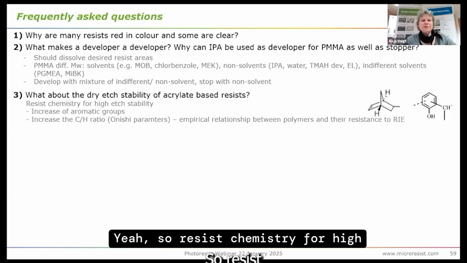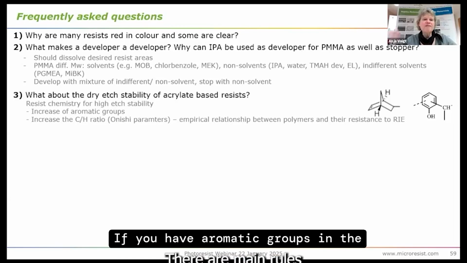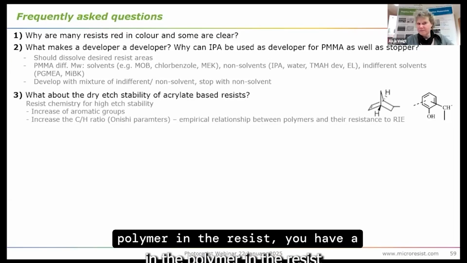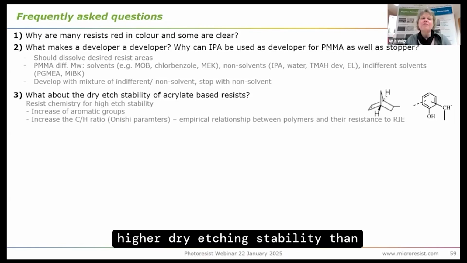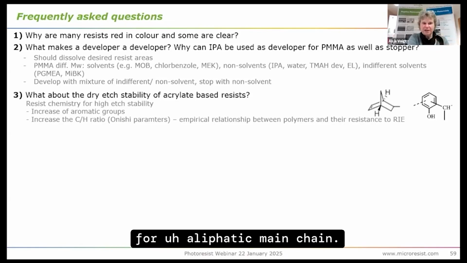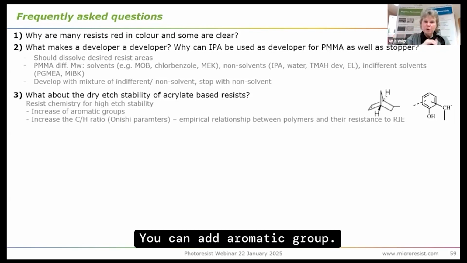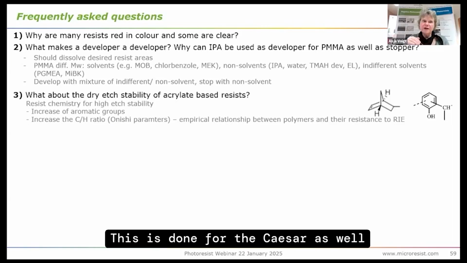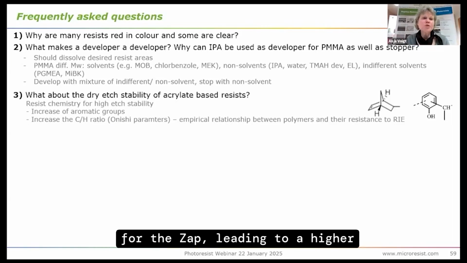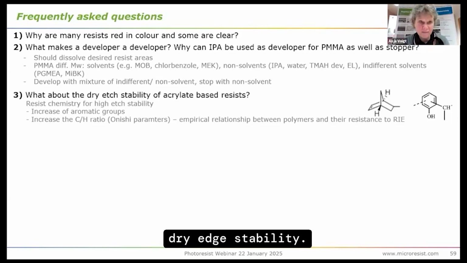What about the dry etching stability of acrylate-based resist? For resist chemistry for high etching stability, there are main rules. If you have aromatic groups in the polymer, in the resist, you have a higher dry etching stability than for an aliphatic main chain. PMMA is purely aliphatic, having itself a low dry etch resistivity. You can add aromatic groups. This is done for the CSAR as well as for the ZEP, leading to a higher dry etch stability.